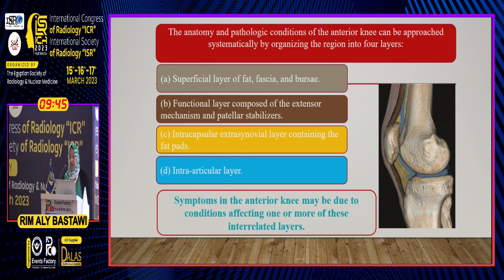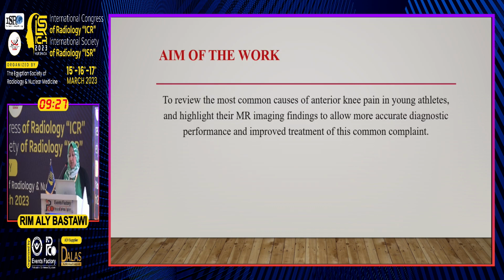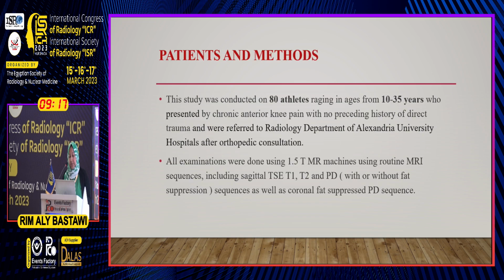The anatomy and pathologic conditions of the anterior knee can be approached systematically by organizing the region into 4 layers. The superficial layer of fat, fascia, and bursae, the functional layer composed of the extensor mechanism and the patellar stabilizers, the intracapsular extrasynovial layer containing the fat pads, and the intra-articular layer. Symptoms in the anterior knee may be due to conditions affecting one or more of these interrelated layers. The aim of this work was to review the most common causes of anterior knee pain in young athletes and highlight their MRI imaging findings to allow more accurate diagnostic performance and improve treatment of this common complaint.